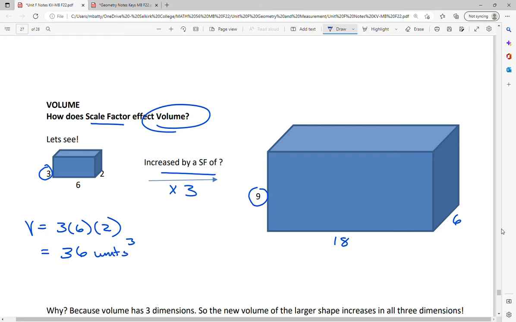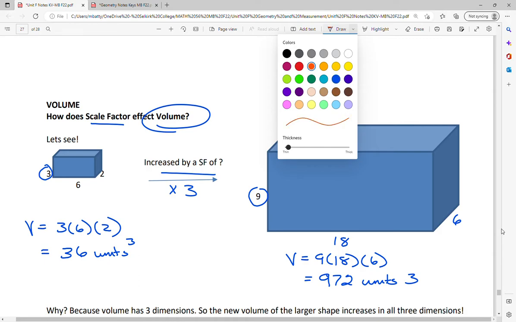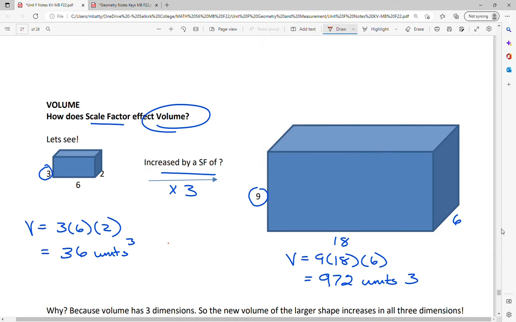And this one, the volume would be 9 by 18 by 6. And so that works out to 972 units cubed. So what's going on between these ones is that we've got an increase, not in 2 dimensions, but in 3 dimensions. So the new volume, to go from one to the other, I can show you the math in the middle. That is kind of the shortcut when we don't have all of the dimensions given to us.